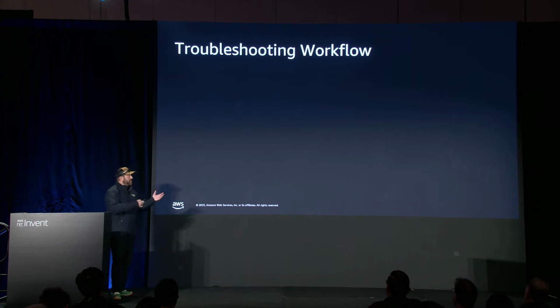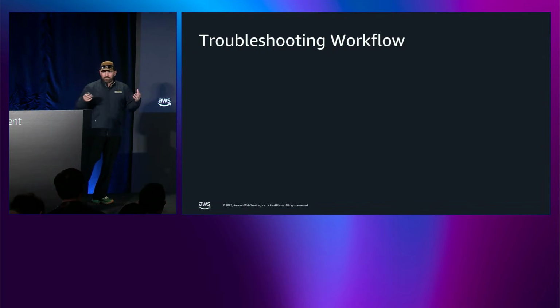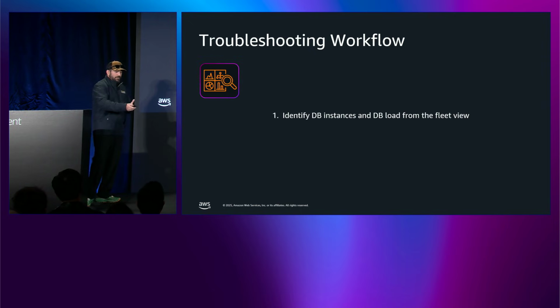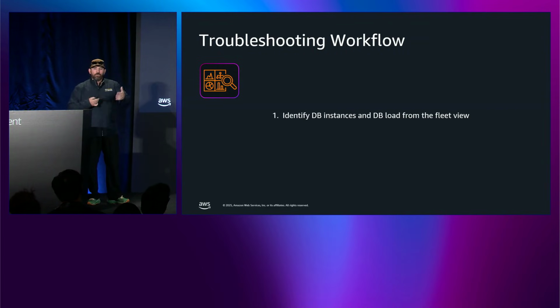So with what we just went through and all the problems Alex solved, let's talk about a pretty generic troubleshooting workflow. First, identify the database instances and database load from the fleet view. Look at your fleet. If you don't know the exact instance you need to go to, take a look where it is potentially supposed to be, and try to identify where there's high load.